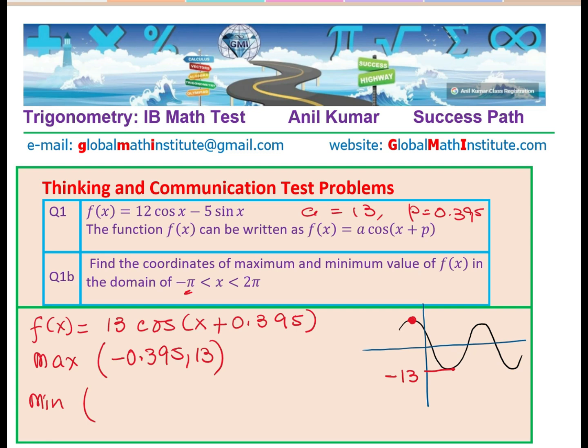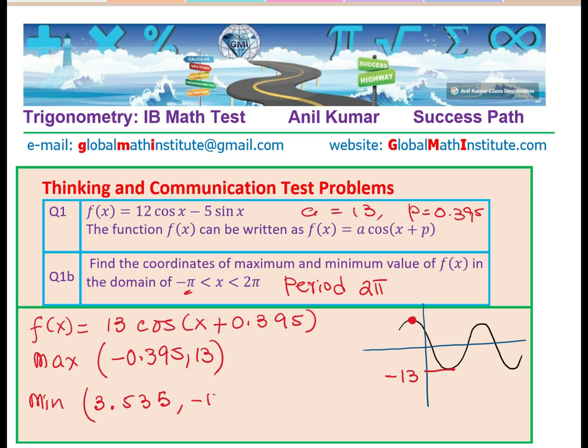And what is the period? Well, we know that the period is 2 pi, right? The function repeats after 2 pi, as you can see. So if I add pi to this, I will get the minimum value. So 0.395 plus 3.14, I'm just adding. So 3.535 I get. So minimum value will be at 3.535.